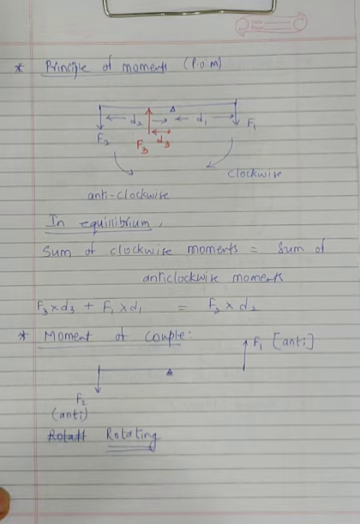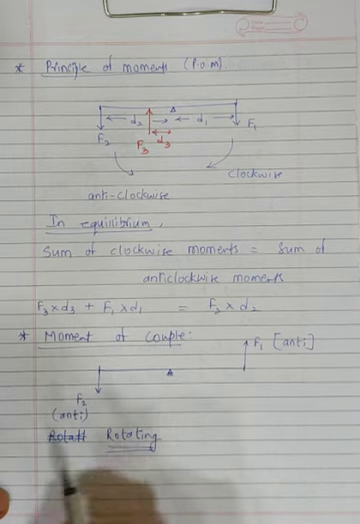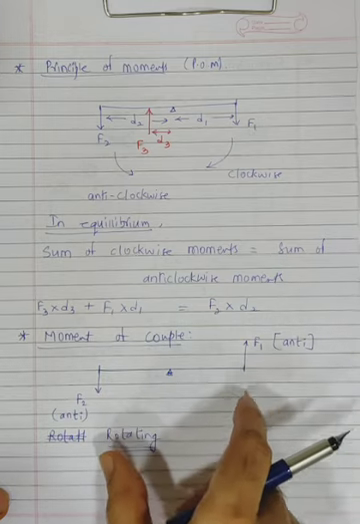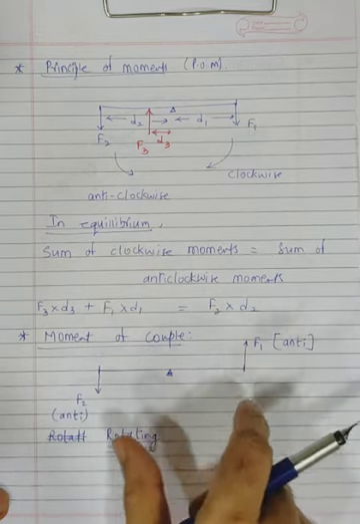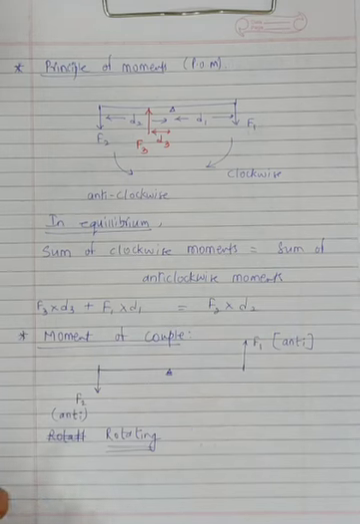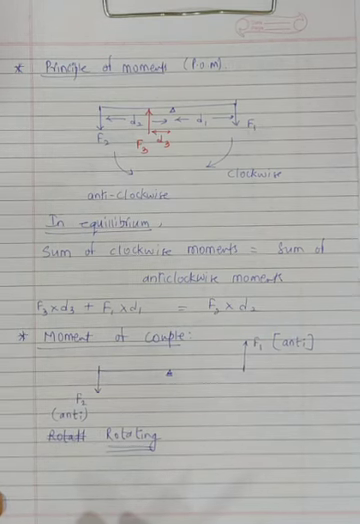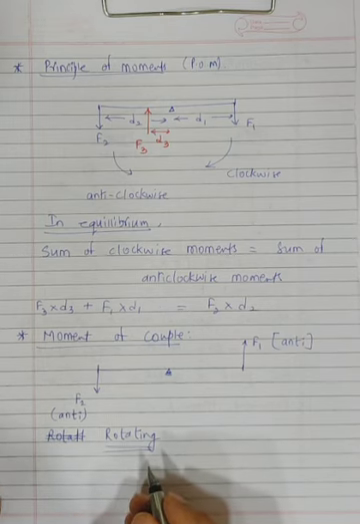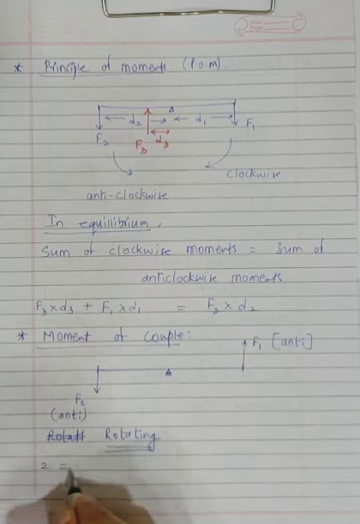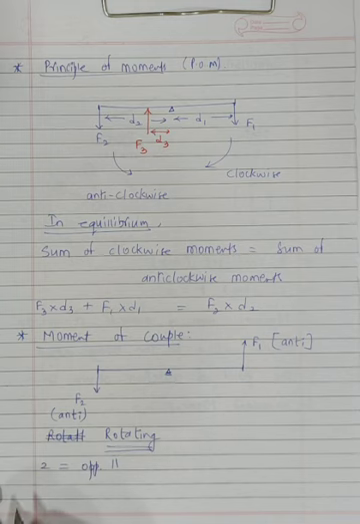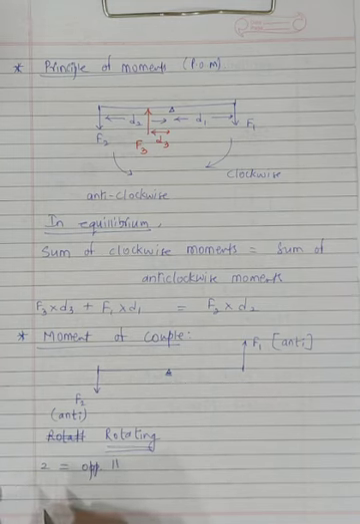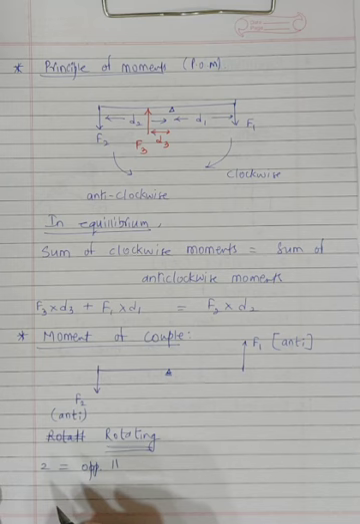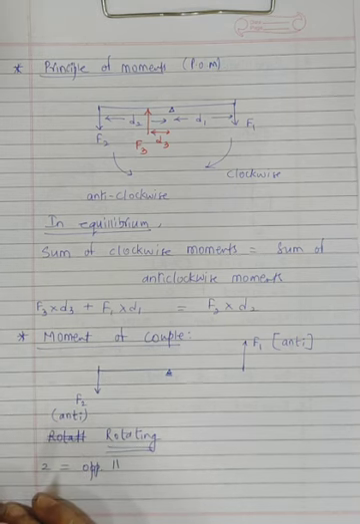Got it? What is moment of couple? The moments produced by these two forces will be adding up. Why will they add up? Because they are in the same direction. So that is called moment of couple. So what is moment of couple? Moment of couple is defined as when there are two equal and opposite parallel forces and they are not acting along the same line.